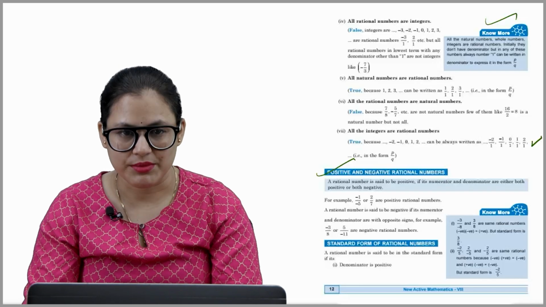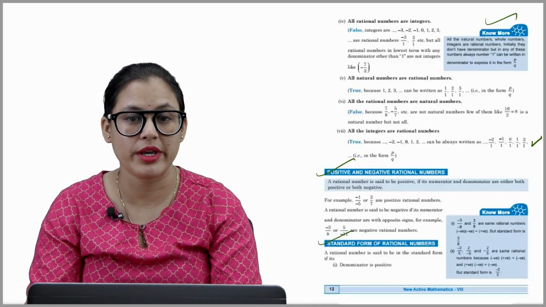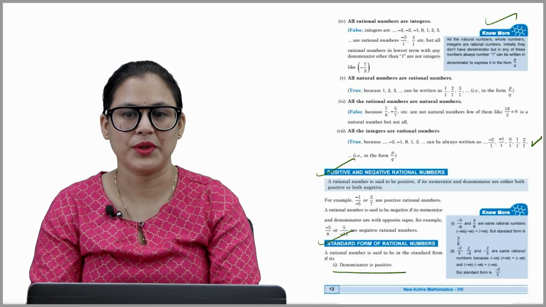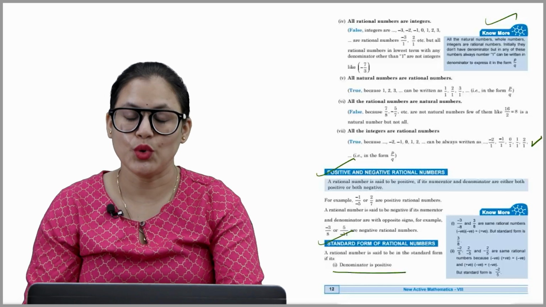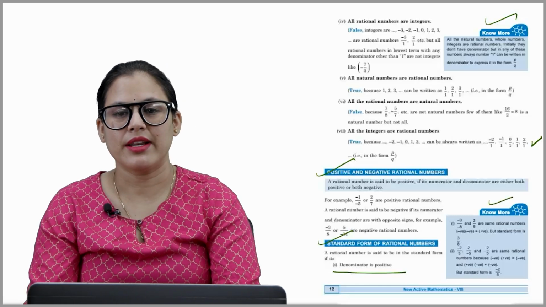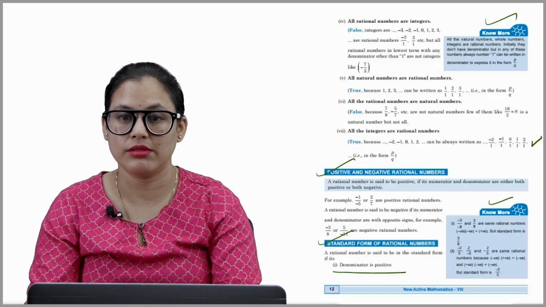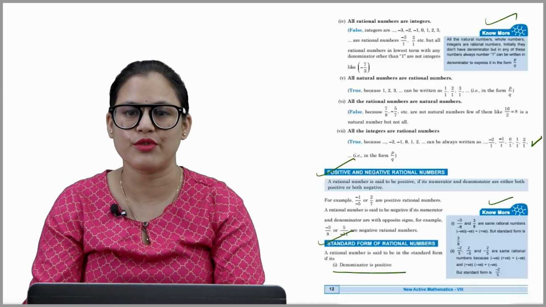Standard form of rational numbers. A rational number is said to be in the standard form if its denominator is positive. Before moving further, let's know more. Minus 3 by minus 8 and 3 by 8 are the same rational numbers. Negative divided by negative is equal to positive, but the standard form is 3 by 8.